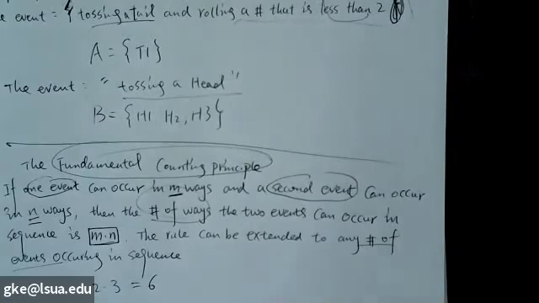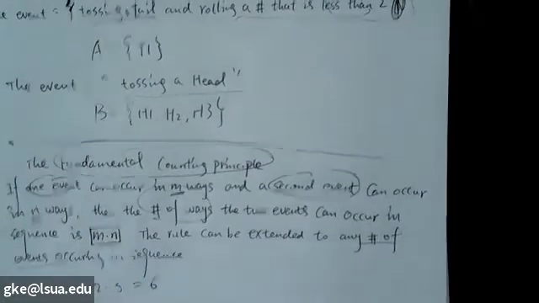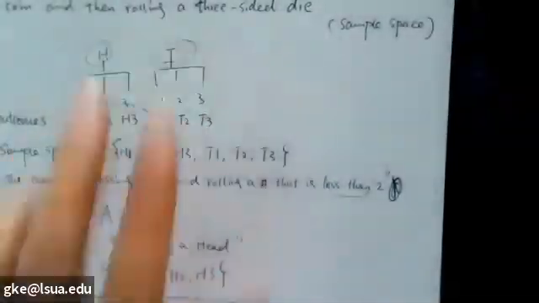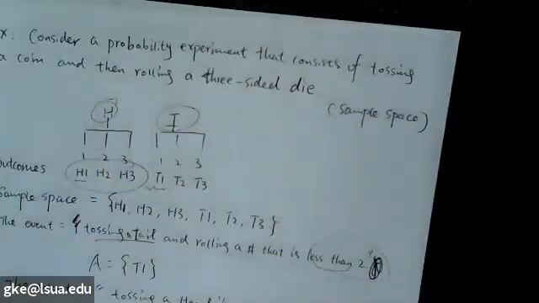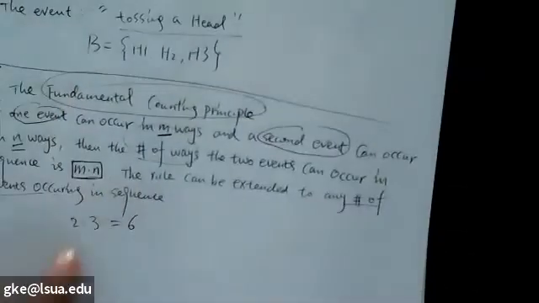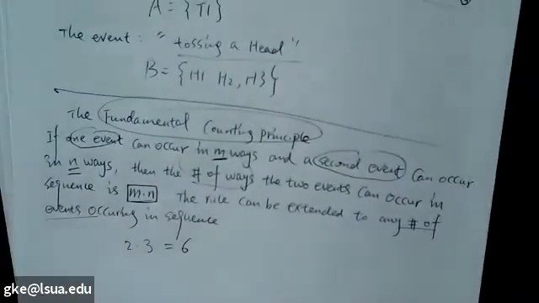That's the total number of ways for the last example. Because when you toss the coin, there are only 2 ways: one is head, another one is tail, right? When you roll a three-sided die, there are 3 possibilities: 1, 2, 3, right? So 2 times 3 equals 6. So we have a total of 6 ways. Now I have a question.